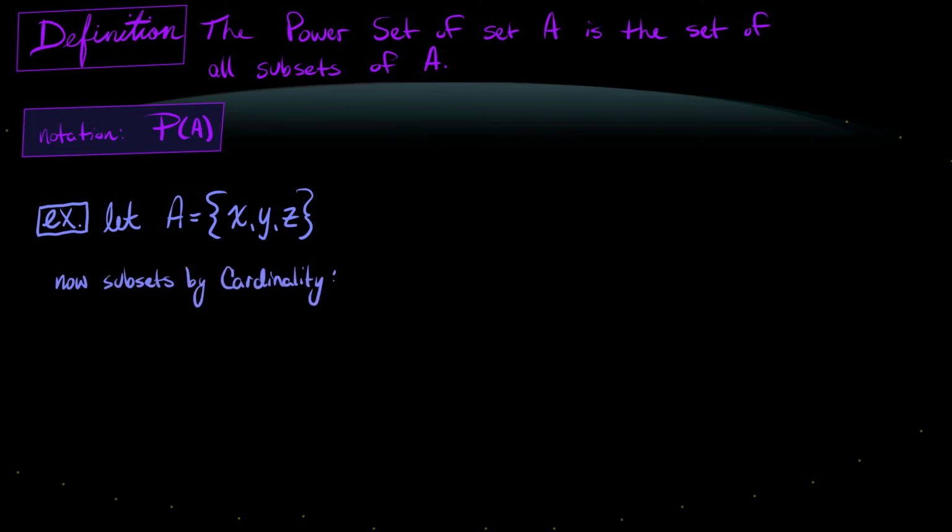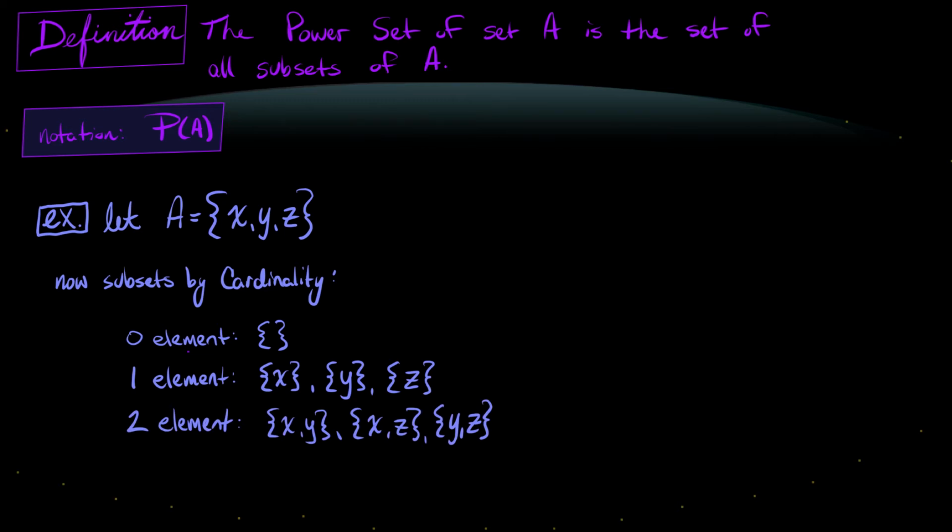So first we will consider zero element subsets. And there's only one of those, it's the empty set. Remember that the empty set is always a subset of any set whatsoever. Now, one element subsets, we'd have the set containing x, the set containing y, and the set containing z.